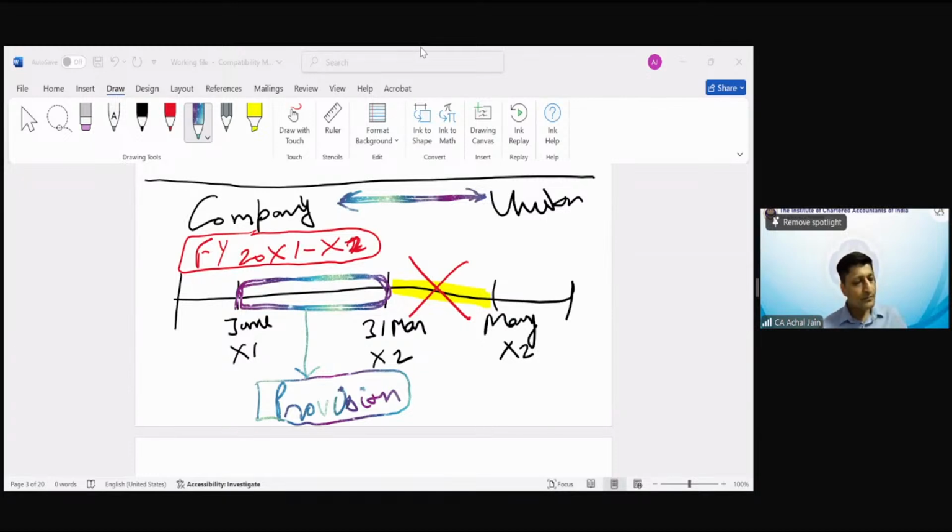Okay, clear? Now, as regards these provisions, please understand that these are estimates. So these estimates may require revision also. Whenever you change the estimate, that has to be recorded prospectively. Ishan is asking, but sir, it is 100% certain of occurrence, so why not a liability? Because its timing, you don't know today. Ishan, because its timing, you don't know today.